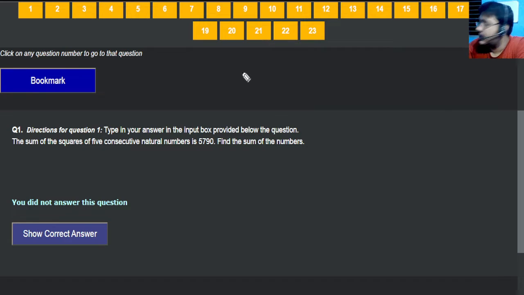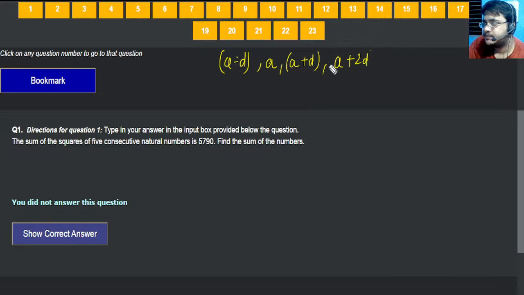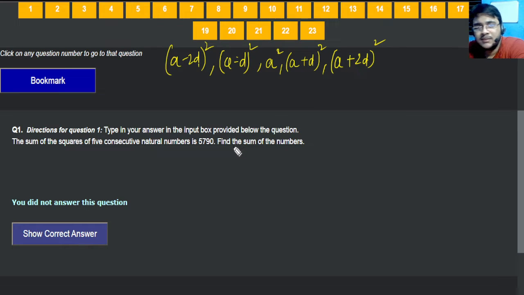Now anybody who is not able to solve this question will definitely do something like this. Whenever we talk about 5 consecutive numbers, this is something that comes into my mind: a plus d, a minus d, similarly a plus 2d and a minus 2d. So this is fine. There is nothing wrong in this. The only problem is that the moment you square these, because remember the question is asking about the square, they have given you some values which equate to the square of these consecutive numbers.